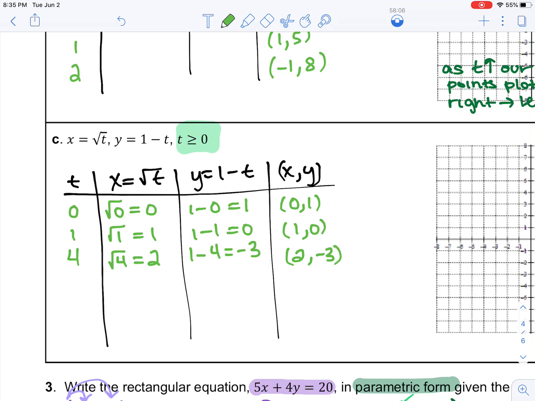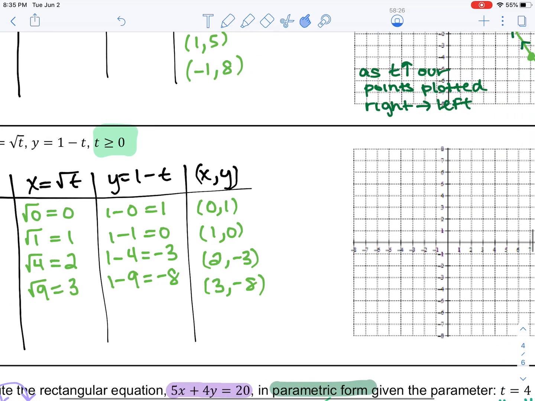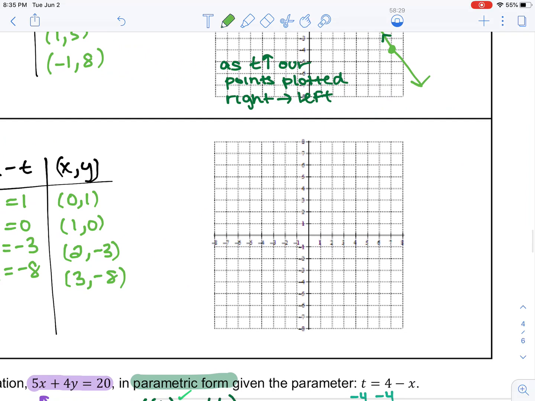Okay, and I'm going to go ahead and grab one more t value. In thinking in terms of nice square roots, I'm going to choose t is 9. That will give me an x coordinate of 3 and a y coordinate of negative 8. So I'll be looking at plotting the point 3 comma negative 8. So we'll go ahead and plot these points on our graph. We'll plot 0 comma 1 first, 1 comma 0 second, 2 comma negative 3, and 3 comma negative 8.